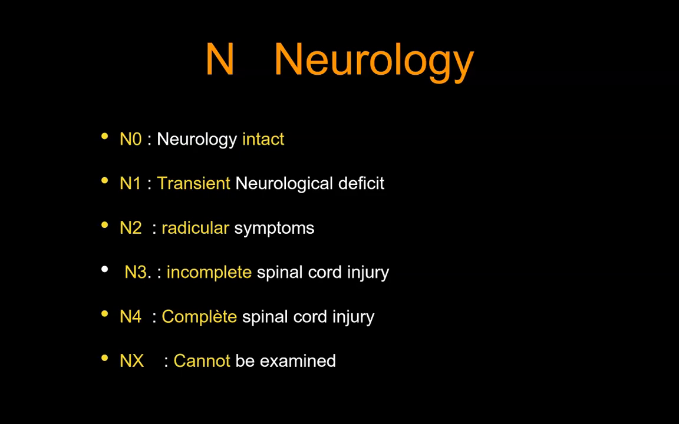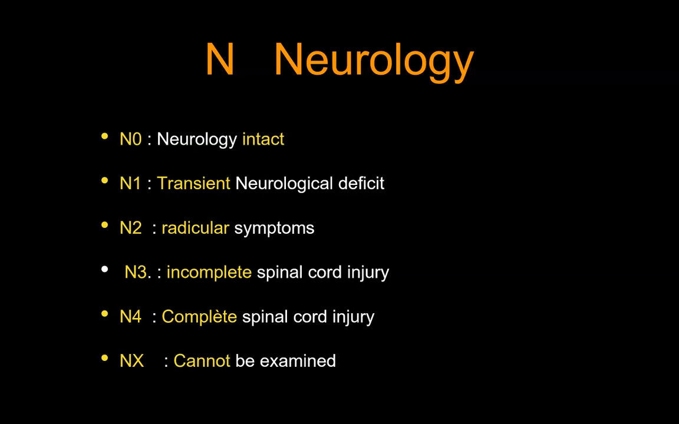Also N, which is the modifications present. We talk about the essential is A, B, and C, but with some modification, we included the facets, F, and N, the neurology. N0, neurologically intact. N1, there is a transient neurological deficit that recovered. N2, radicular symptoms. N3, incomplete spinal cord injury.